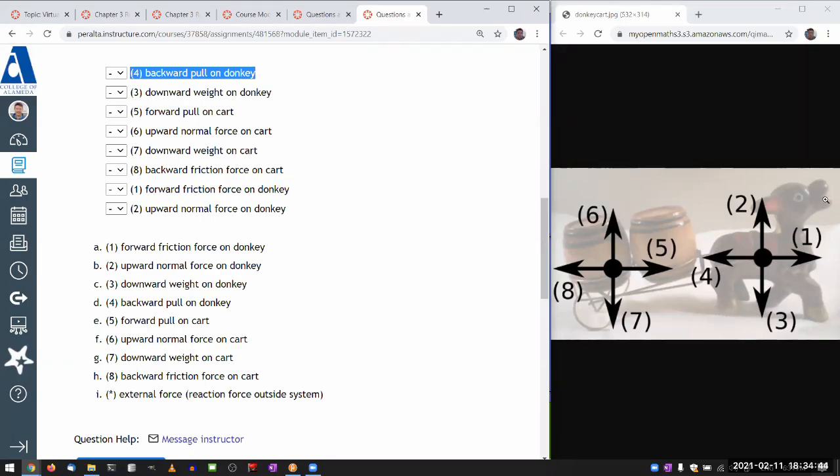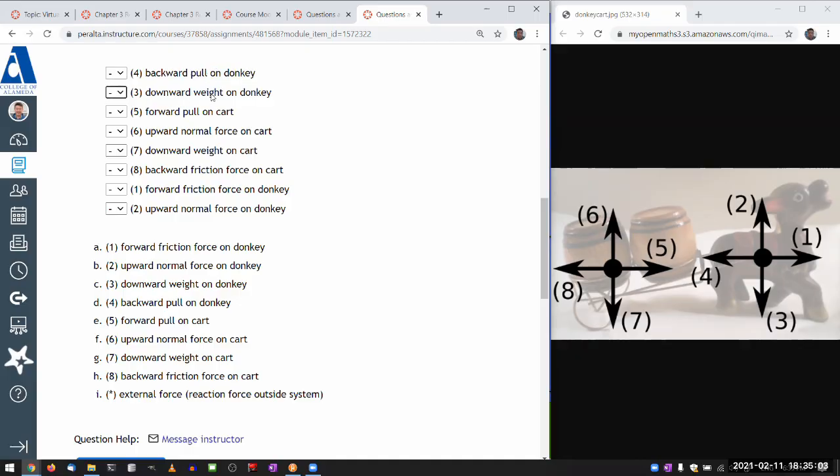So what is pulling the donkey back? And I'm thinking, I guess the only thing that's attached to the donkey and could be pulling the donkey back is the cart, which is internal. So you know what? I'm going to come back to that. I think I should be able to find the reaction force to that.